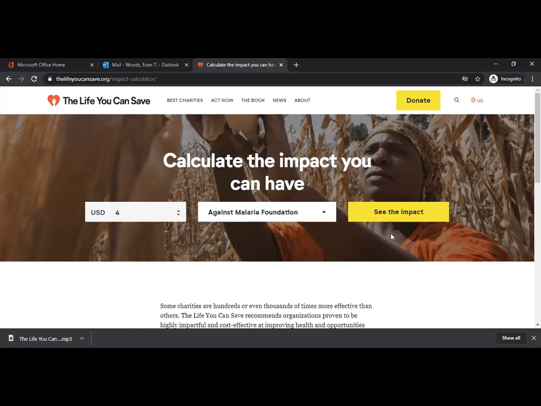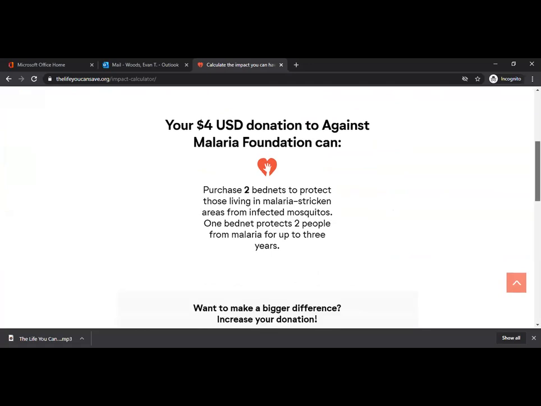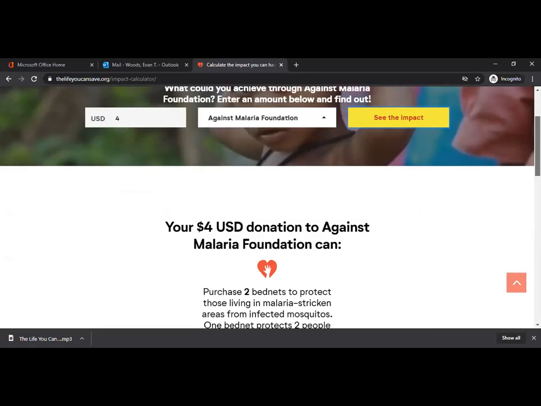Okay, so let's give $4 to the Against Malaria Foundation and see what it would do. Oh my God, it would purchase 2 bed nets to protect those living in malaria-stricken areas from infected mosquitoes. One bed net would protect 2 people from malaria for up to 3 years. So you could protect 4 people from malaria for up to 3 years with your $4 donation.